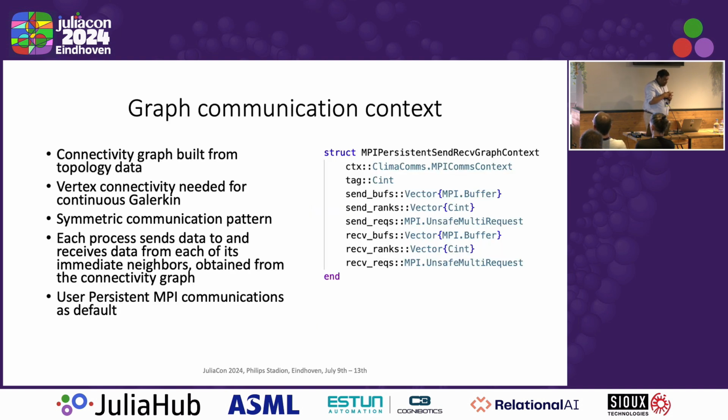So the next item is the graph communication context, which we have in ClimaComms. For example, here is a data structure which contains the persistent send-receive graph communication context. So we first build the connectivity graph from the topology information. For example, in our case, it's continuous Galerkin, so vertex connectivity is what determines if spectral elements are connected to each other. For example, in this data structure, we store the send and receive ranks for each of the processes and the corresponding send and receive buffers.